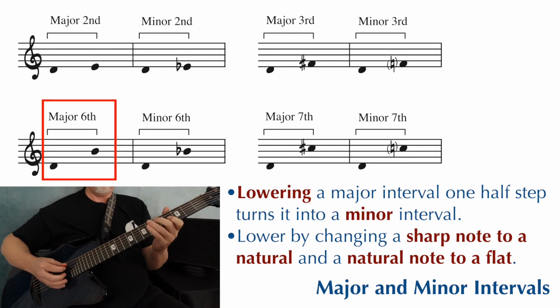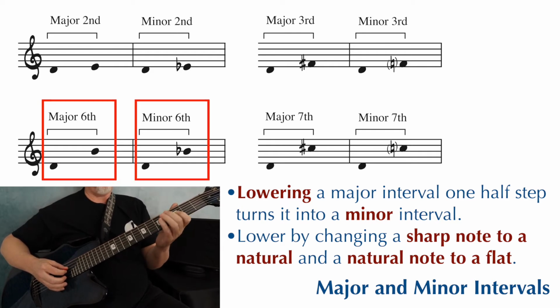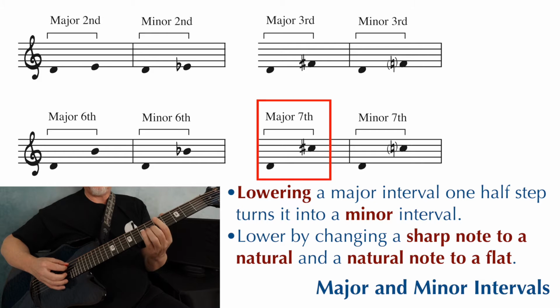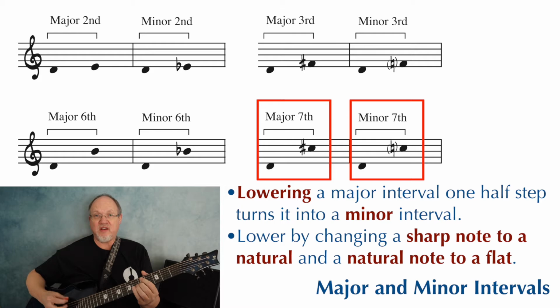D to B is a major sixth. If you lower that B by adding a flat, now D to B flat is a minor sixth. And then D to C sharp, that's a major seventh. If we take that C sharp, lower it by turning it into a natural, D to C, or C natural, is a minor seventh.